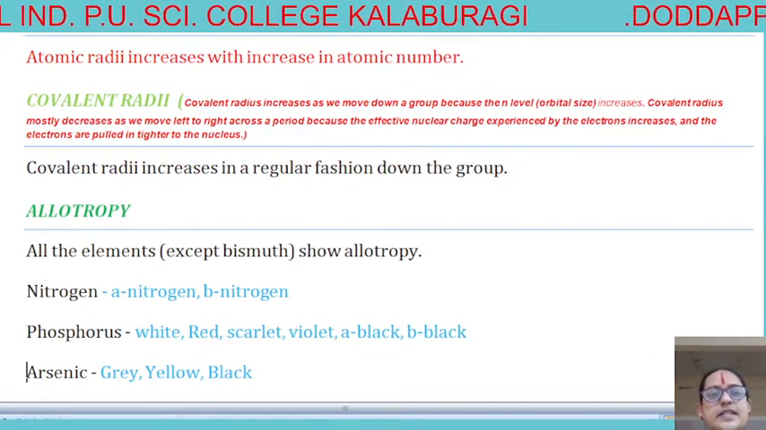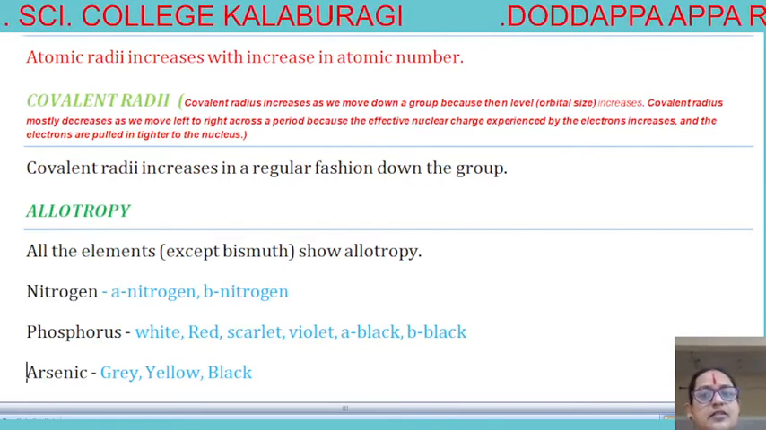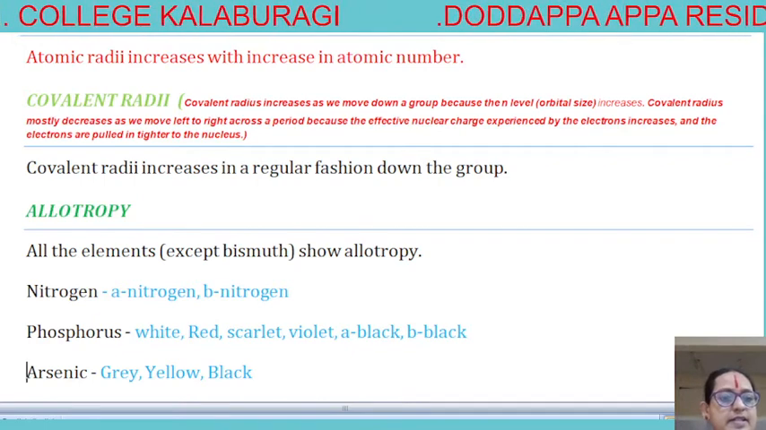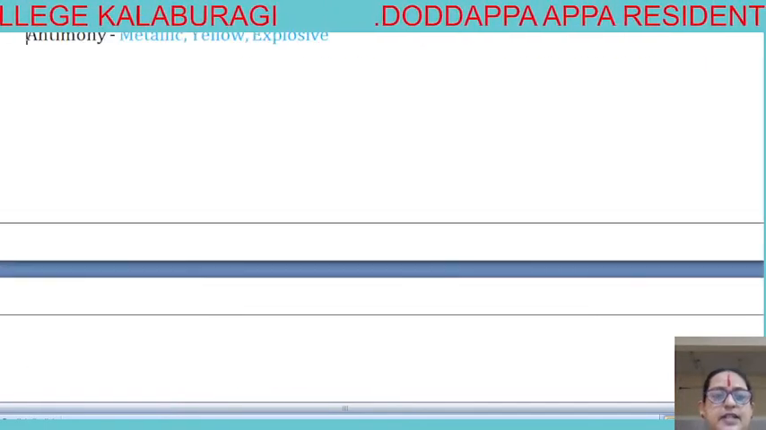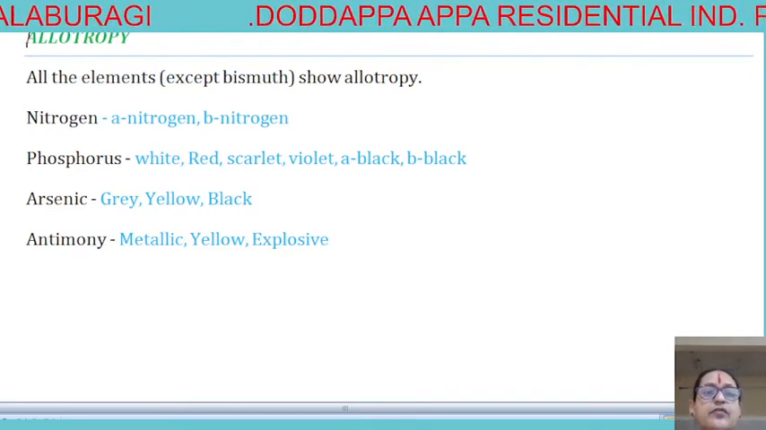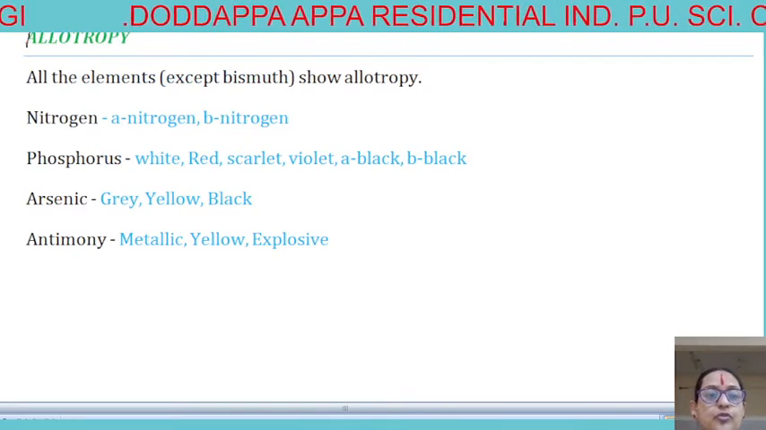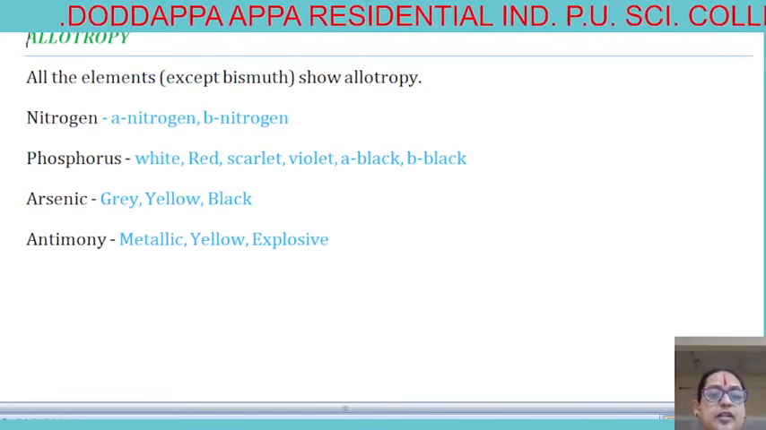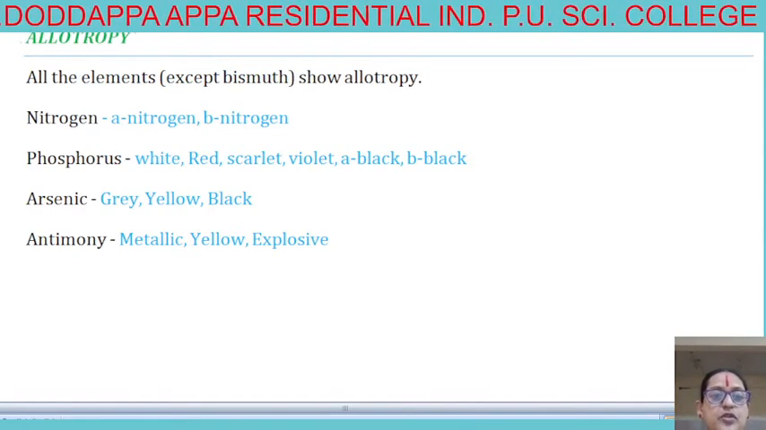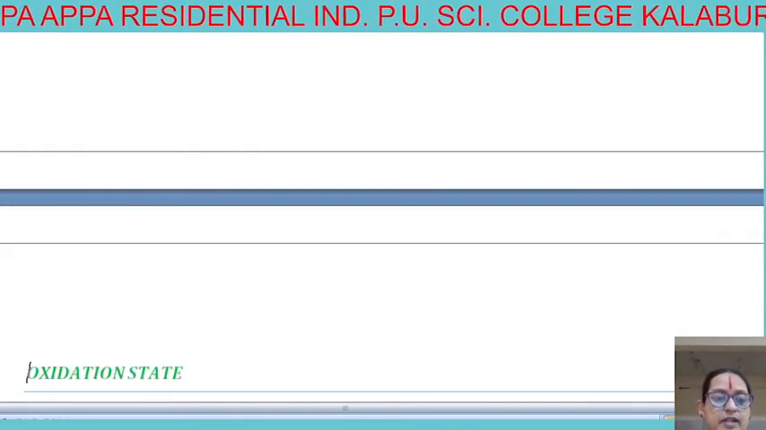Covalent radius increases as we move down the group because the atomic size increases. Therefore, the covalent radii increases. Next, what we have to study is about the allotropic forms. All these elements have different allotropic forms. Nitrogen has 2, phosphorus has about 4, arsenic has about 3, antimony also has 3. These different forms are called physical forms.